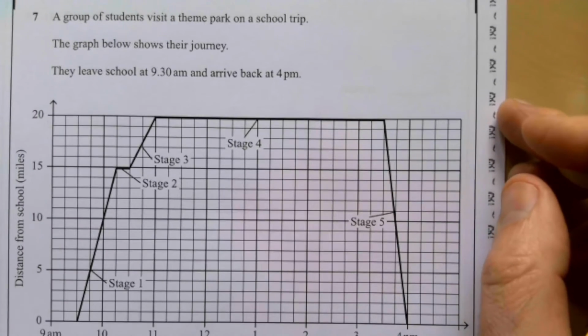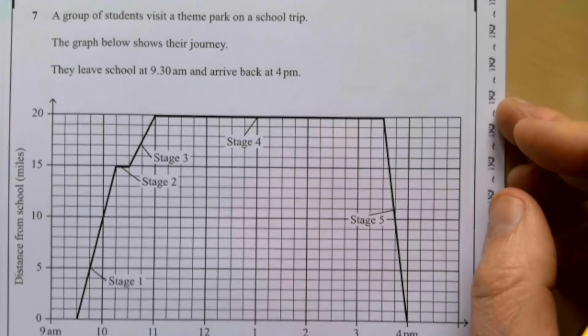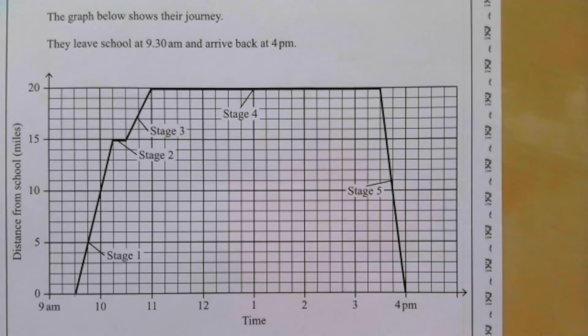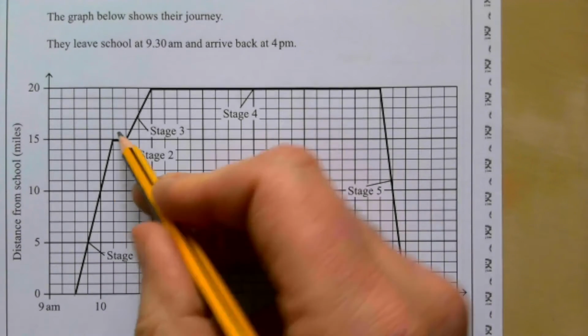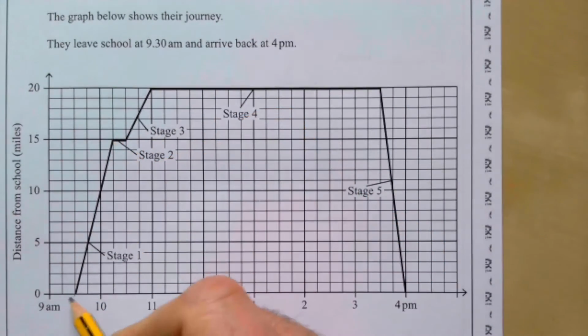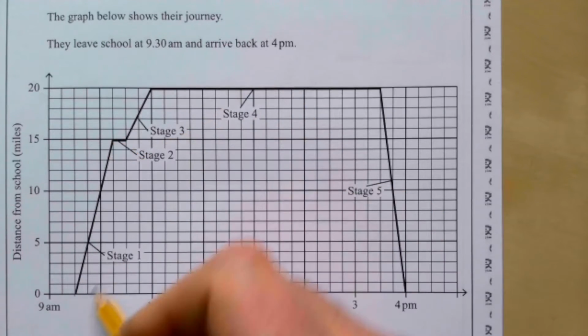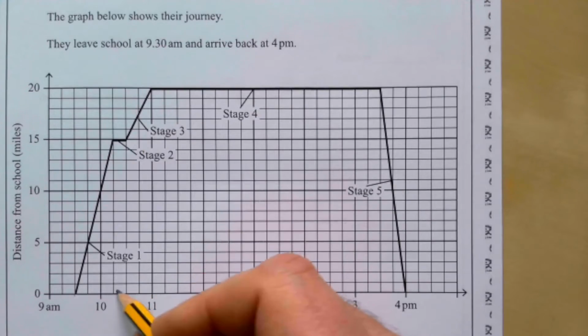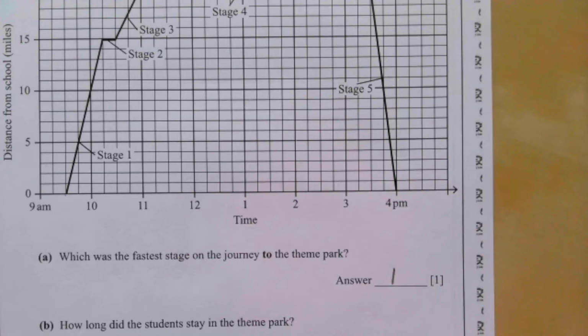A group of students visit a theme park on a school trip. The graph below shows their journey. They leave school at 9:30 a.m, so that's this wee bit here obviously, and arrive back at 4 p.m. Which was the fastest stage of the journey to the theme park? So there's this bit here and there's this bit here, and it's a steeper one that we're looking for because they're travelling more miles per hour. Because that one's steeper, then it's going to be stage 1. So the answer to that, stage 1.